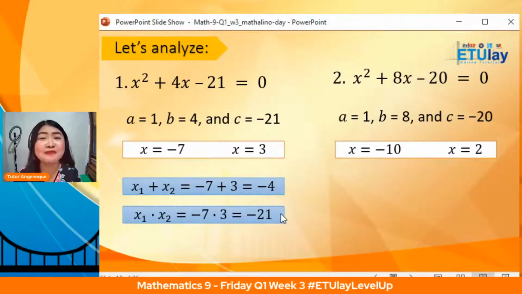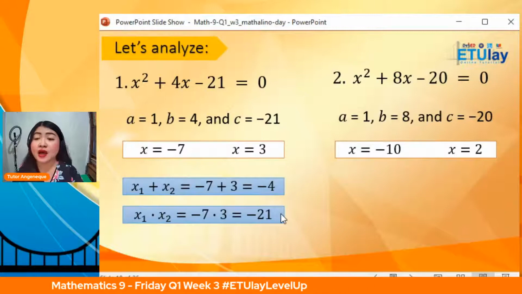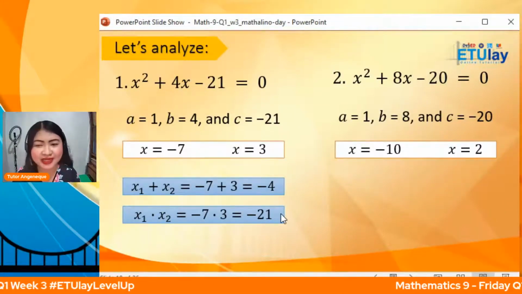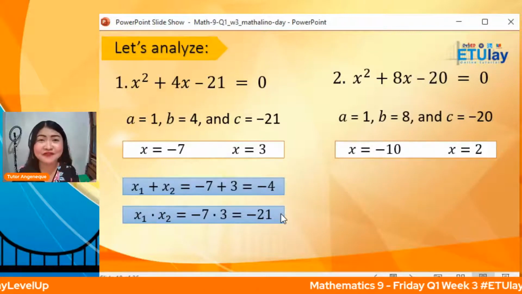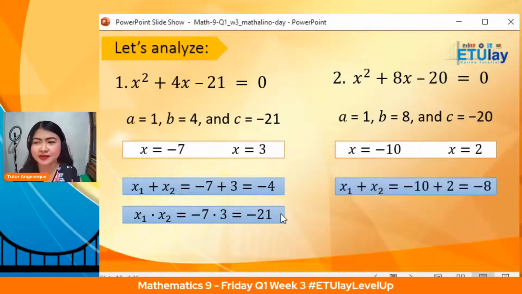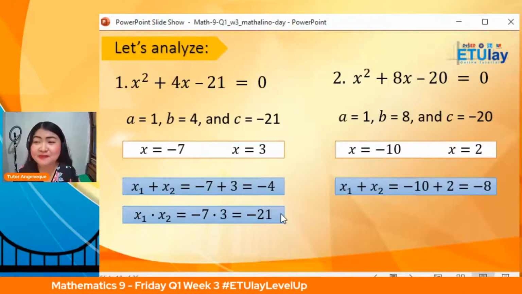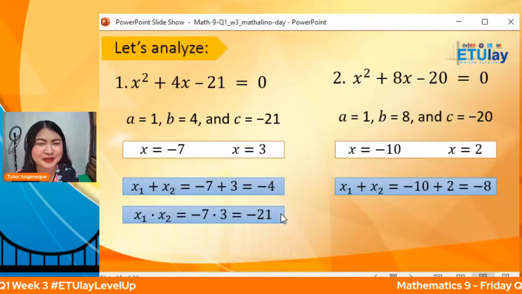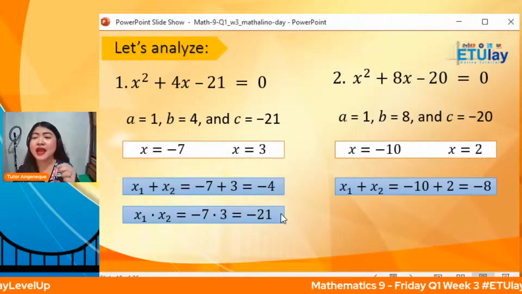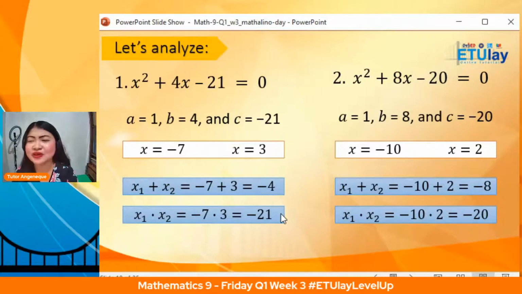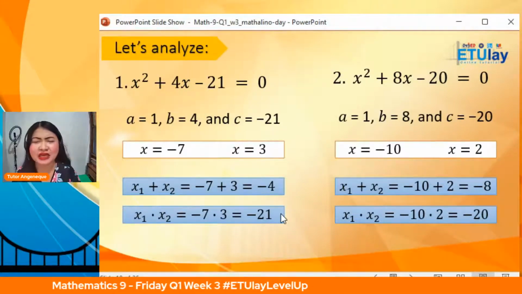What if we multiply the roots? Negative 7 times positive 3 is negative 21. Tandaan ha, negative times positive, that's negative. How about the other one? Negative 10 plus 2, negative 8. Tignan nga natin kung sino yung sumasagot dyan. And then, if we multiply, negative 10 times 2, it's negative 20.